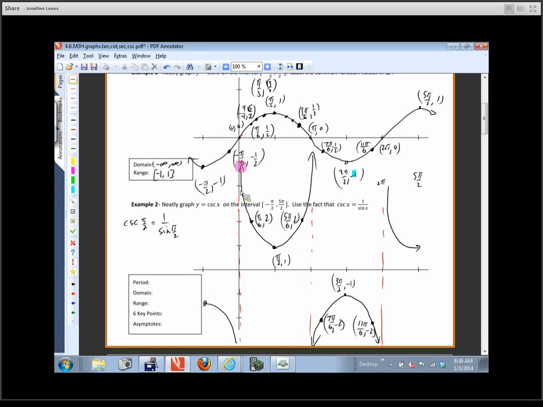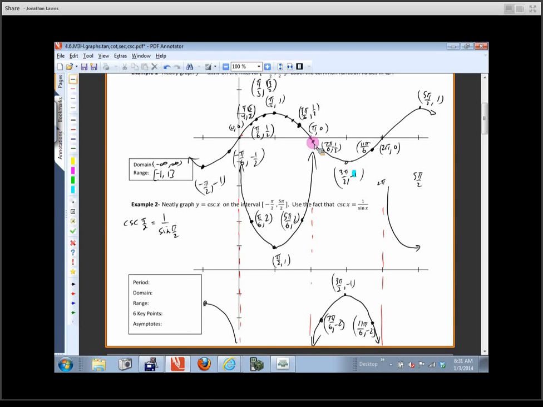It has an asymptote at 0, an asymptote at π, an asymptote at 2π. And because these are small positive numbers, this has a branch that goes upward. Because these are small negative numbers, this has a branch that goes downward. And the closer you get to one of those vertical asymptotes, the bigger the numbers. So on this side, they get really big in the positive direction. On this side, they get really big in the negative direction.